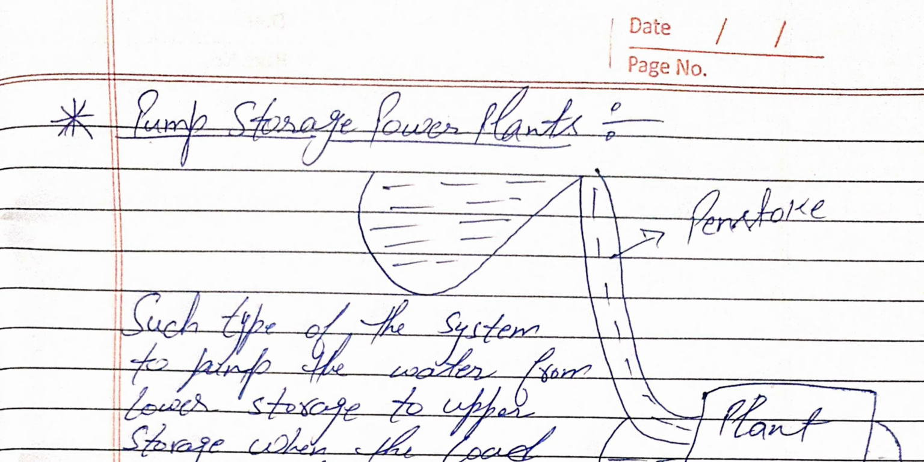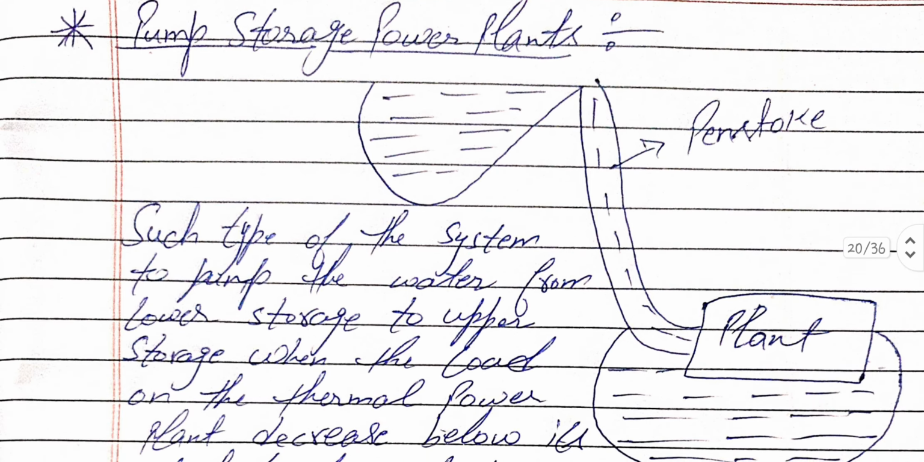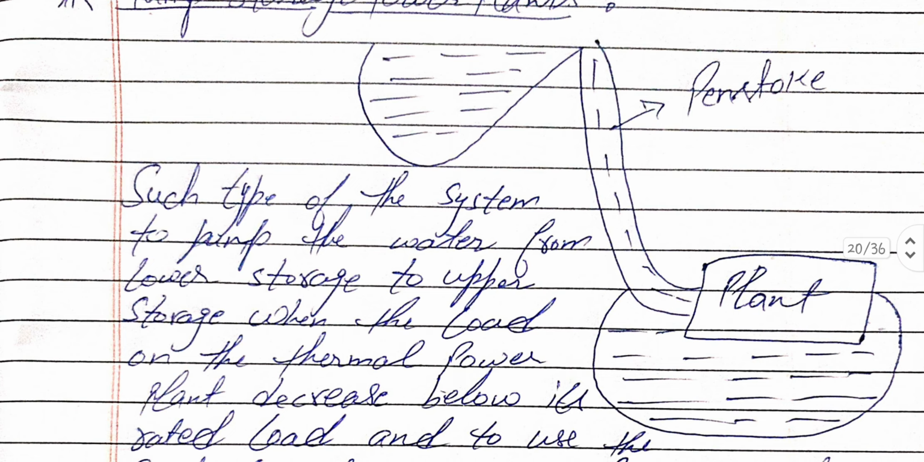Next topic is the pump storage power plant. So this is the diagram. This at the top is the reservoir. This is the penstock connected to the plant, and this is the river.